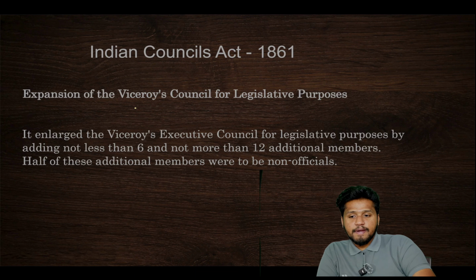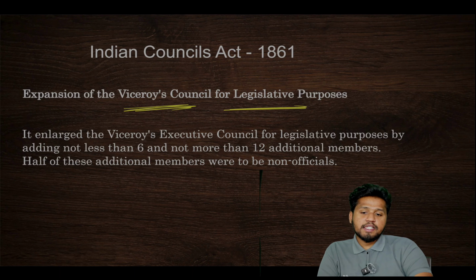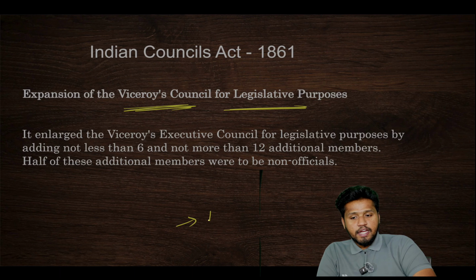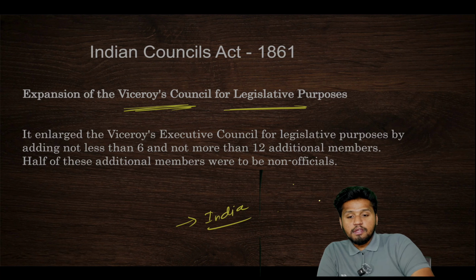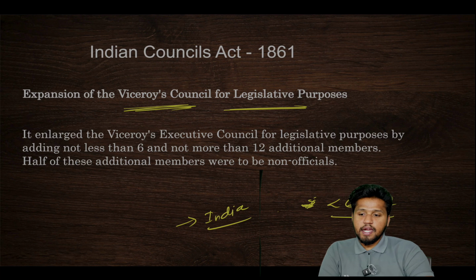Next, it expanded Viceroy's Council for legislative purposes. Earlier we discussed that they added Indians into the Legislative Council as non-official members. The strength should be not less than 6 and not more than 12. The strength should be in between 6 and 12.